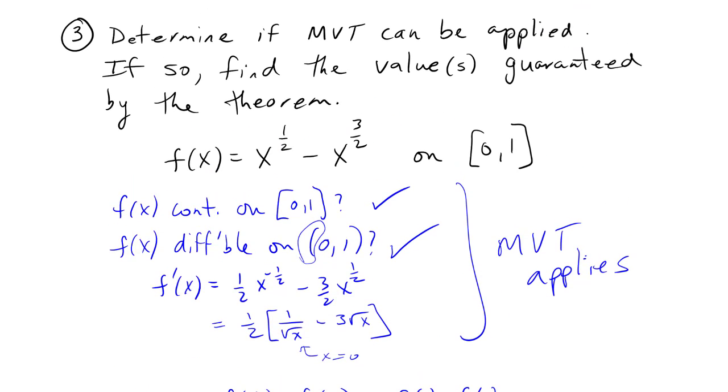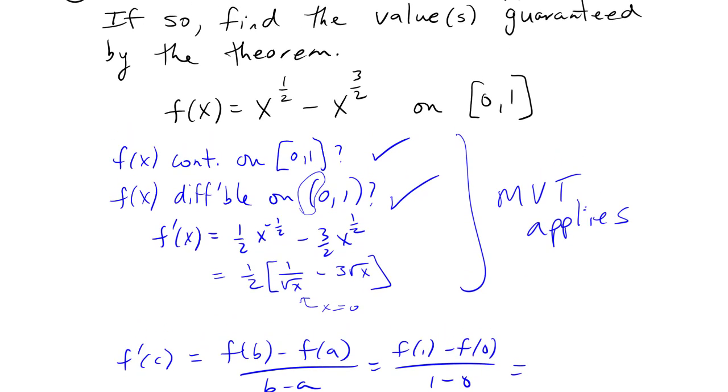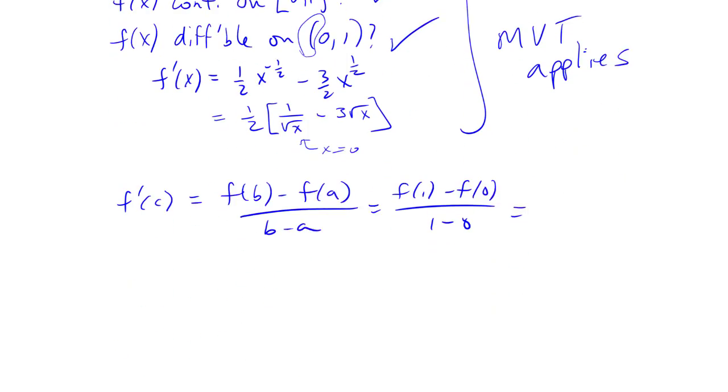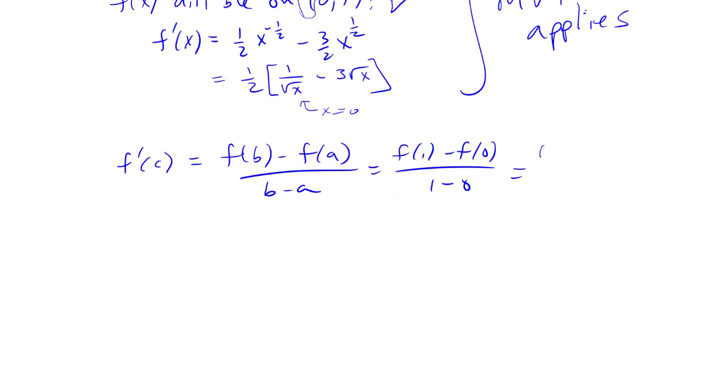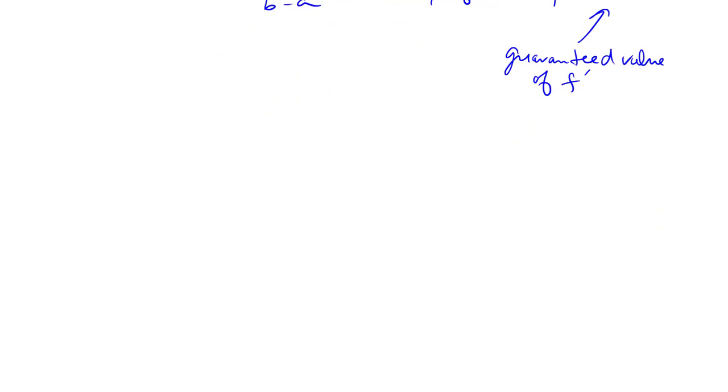Now, there's the function f. If I plug in 1, I'm going to get 1 minus 1, or 0. And if I plug in 0, I'm going to get 0 minus 0, which is 0. So I'm actually going to get 0 minus 0 over 1, which is 0. So, in fact, our guaranteed value of the derivative is 0. So this is actually the special case of Rolle's theorem, but that's okay. Doesn't matter. We can still just think of it as the mean value theorem.